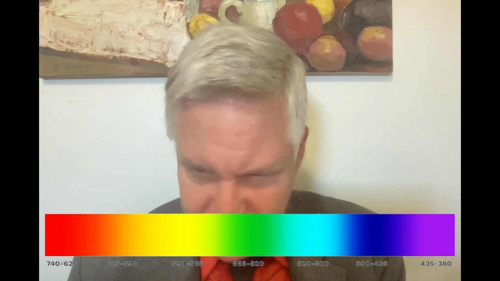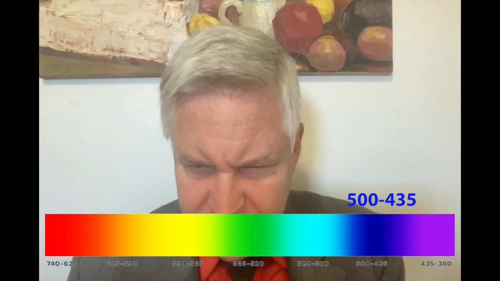If one were to take a color spectrum, keeping in mind the human eye can only see a small fraction of what exists, and place it on a rainbow ruler, you get a full range of frequencies that correspond to each other. As you can see from the image, the frequencies of colors are as follows. Red equals 740 to 625. Orange equals 625 to 590. Yellow equals 590 to 565. Green equals 565 to 520. Cyan to blue equals 520 to 500. Dark blue to indigo equals 500 to 435. And violet equals 435 to 380.